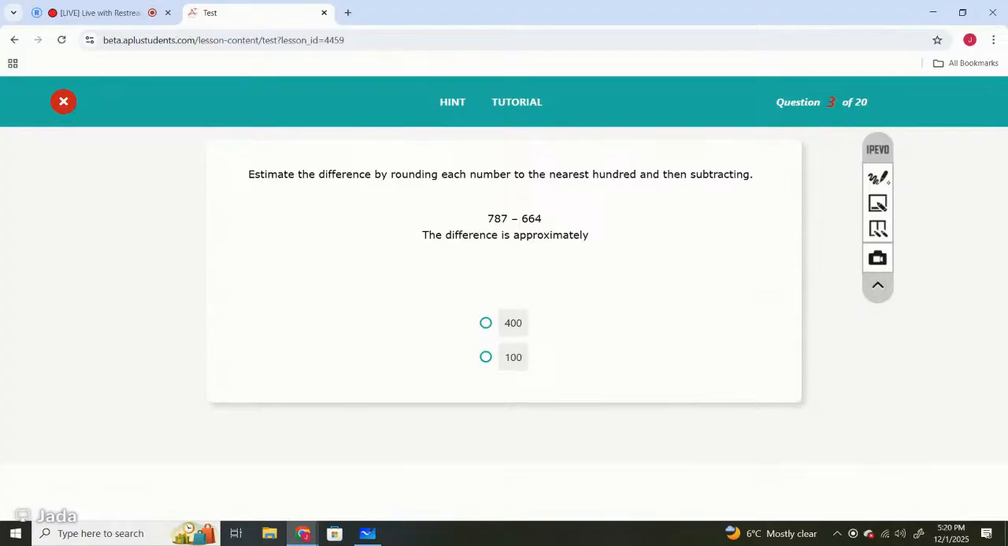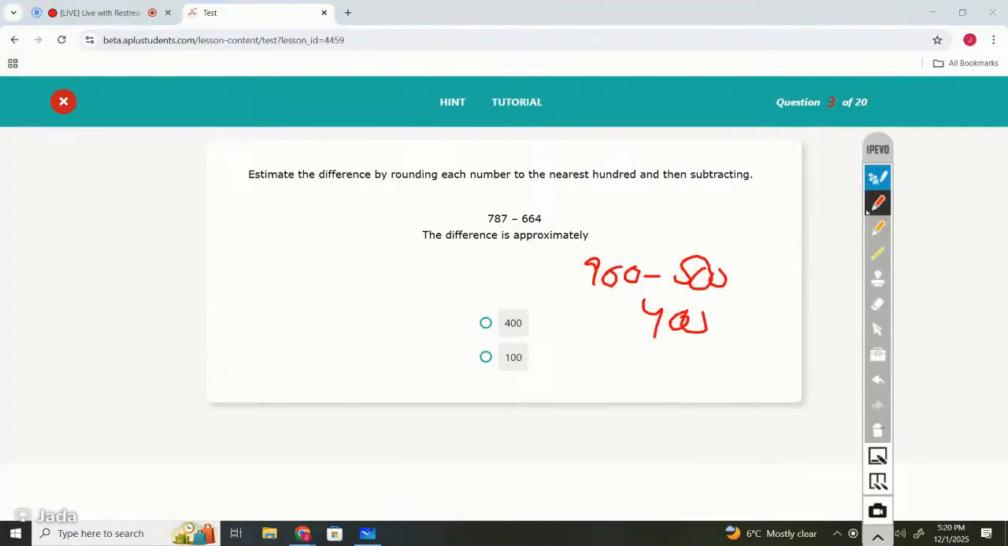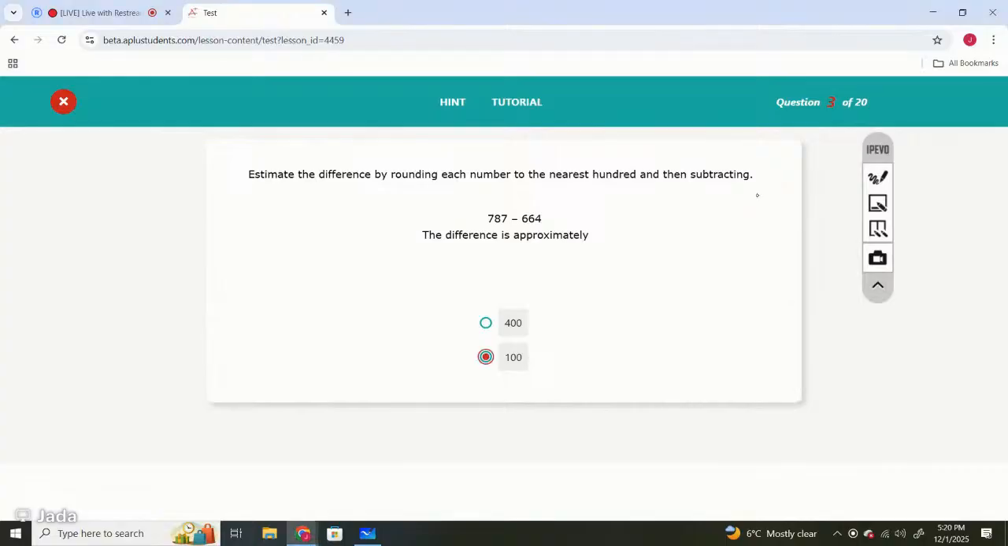787 is rounded to 800 and 764 is rounded to 700. So 800 minus 700 equals 100. Option number 2 is the correct option.